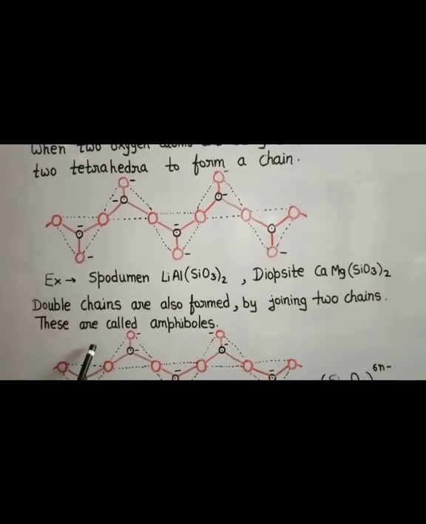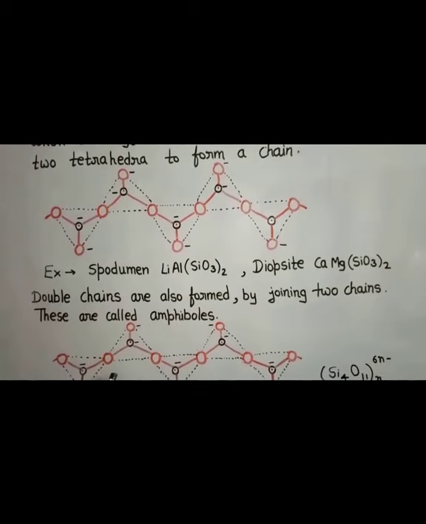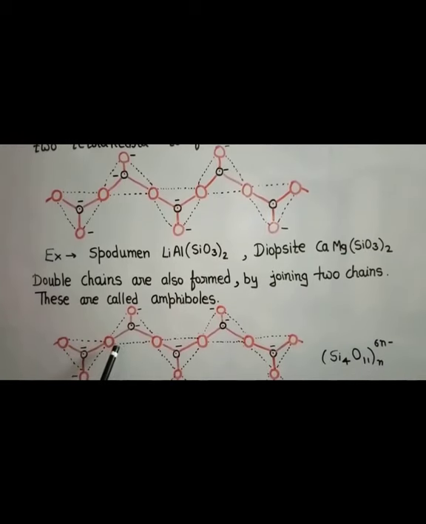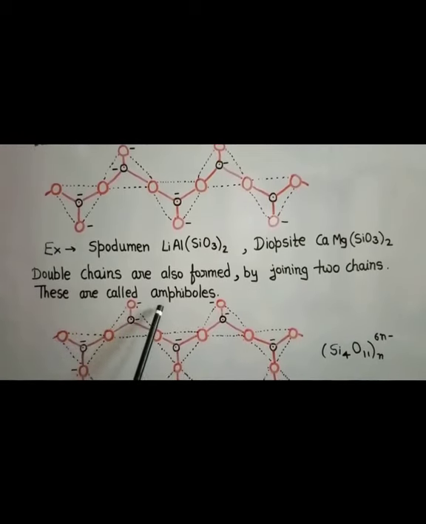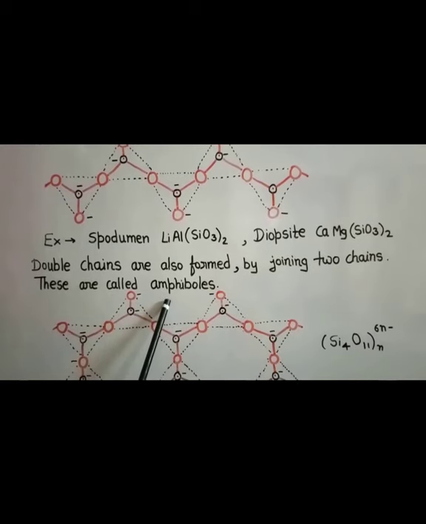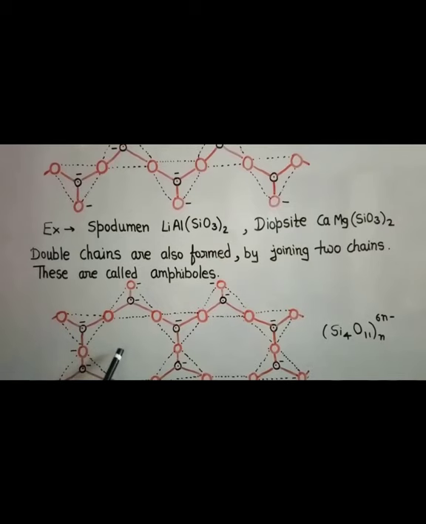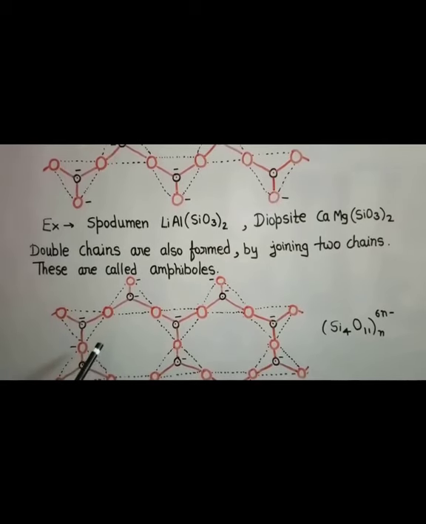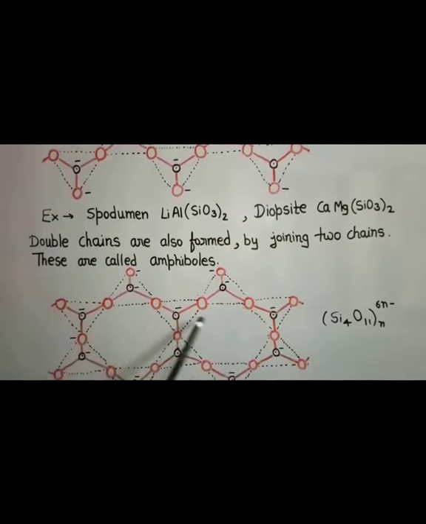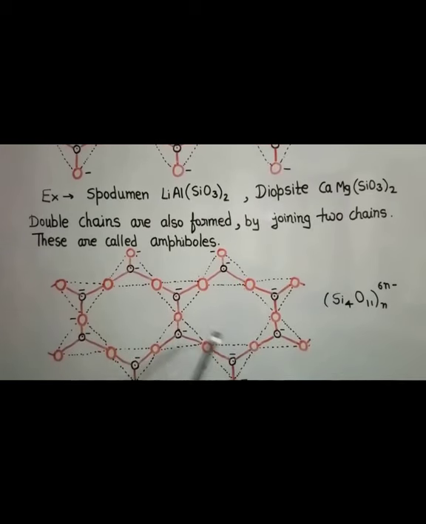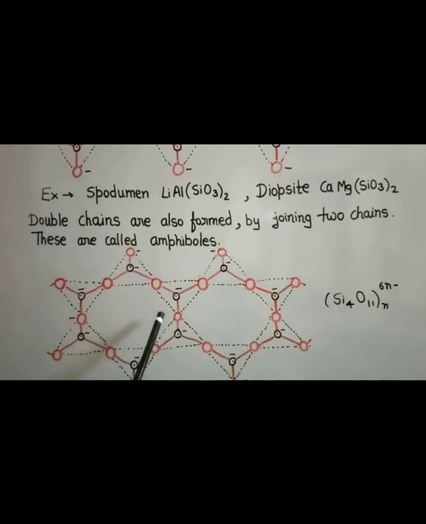Spodumene. The next type is double chains. Double chain silicates contain Si4O11 to the 6n minus. Here in these silicates there are 2 different types of tetrahedra: those sharing 3 vertices and those sharing only 2 vertices. So double chains are also formed by joining 2 chains. These are called amphiboles.